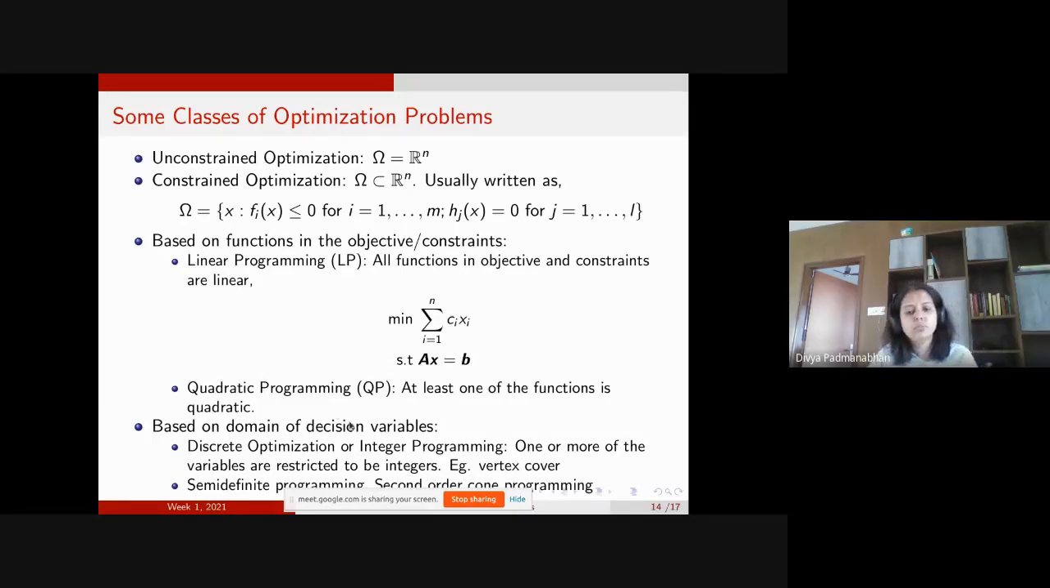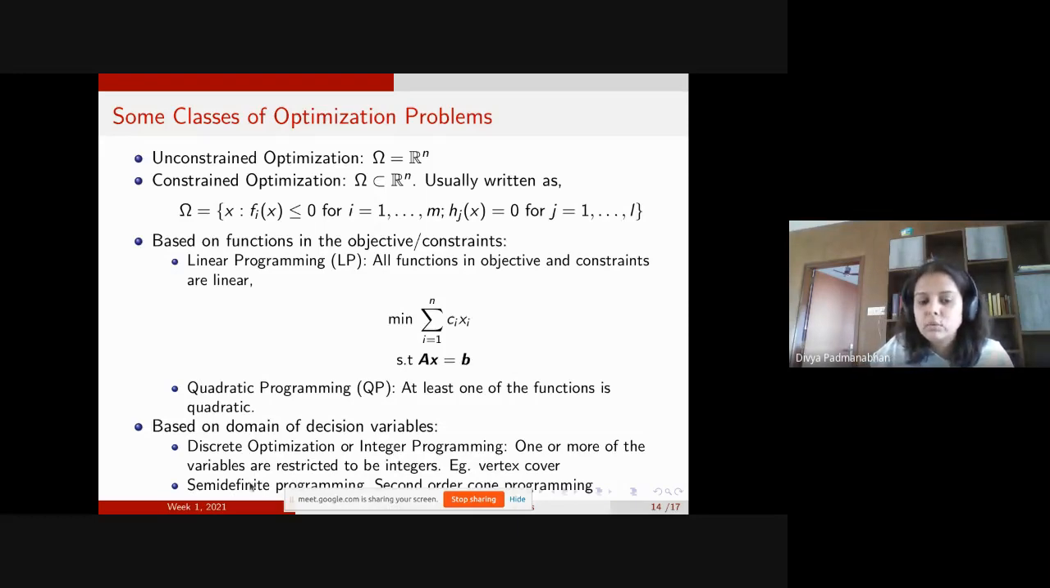Now, based on the domain of decision variables, we saw cases where things were 0, 1, and we also saw a case where the linear program was continuous. So based on that, there's a classification. This is another stream. Integer programming is a quite well studied stream. It's also called discrete optimization or even combinatorial optimization. Here, one or more of the variables are restricted to be integers. There is some hardness associated with these kinds of problems, and we won't be going into these techniques for this course. That's a different course by itself.